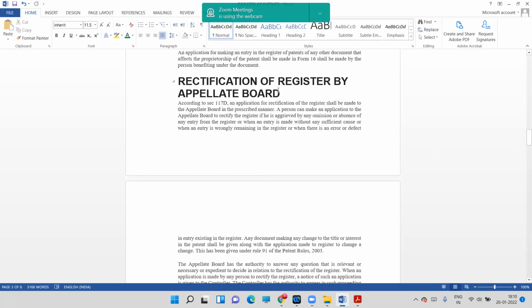So rectification of register by appellate board. According to section 117D, an application for rectification of register shall be made to the appellate board in the prescribed manner. A person can make an application. ठीक है पढ़ लेते हैं पहले उसके बाद देखते हैं.